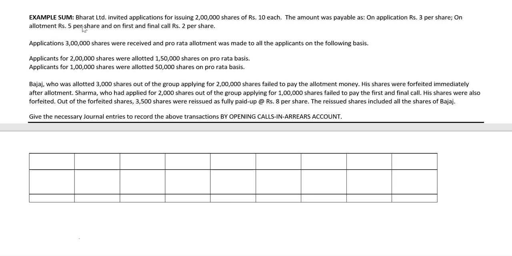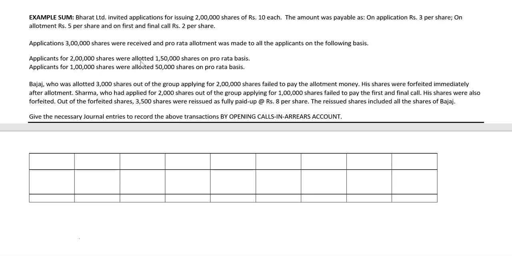Example sum. Bharat Limited invited applications for issuing 2 lakh shares of rupees 10 each. The amount was payable as on application rupees 3 per share, on allotment rupees 5 per share, and on first and the final call rupees 2 per share. Applications for 3 lakh shares were received and pro-rata allotment was made to all the applicants on the following basis.